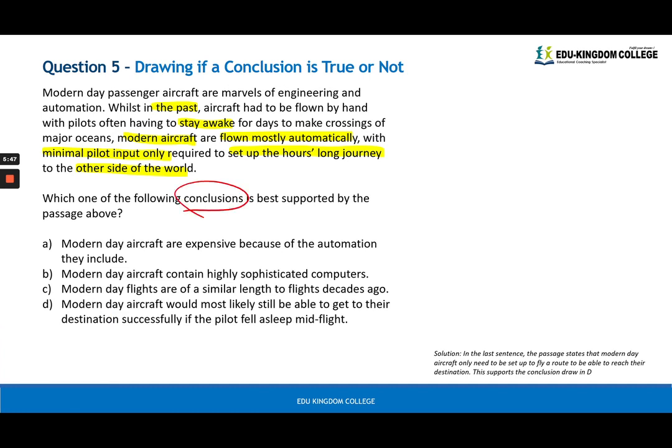So the best conclusion represents that summary, and that's why D is the answer. Modern day aircraft will most likely still be able to get to their destination successfully if the pilot fell asleep mid-flight. This is important because it links to the staying awake and the automatic bits that we highlighted. So D is the best answer here.